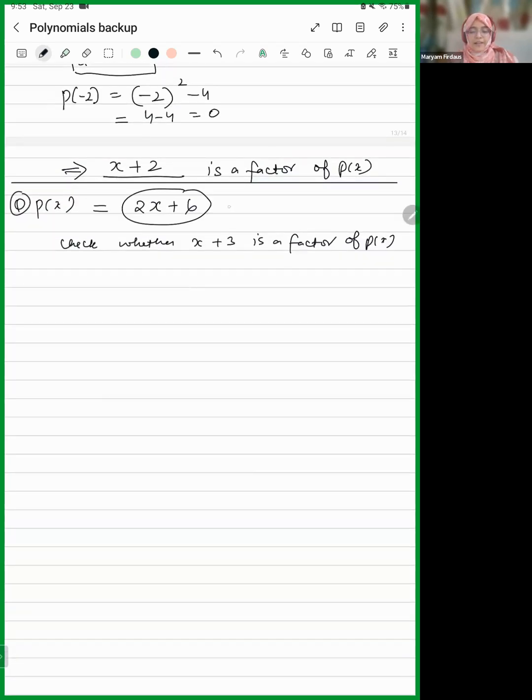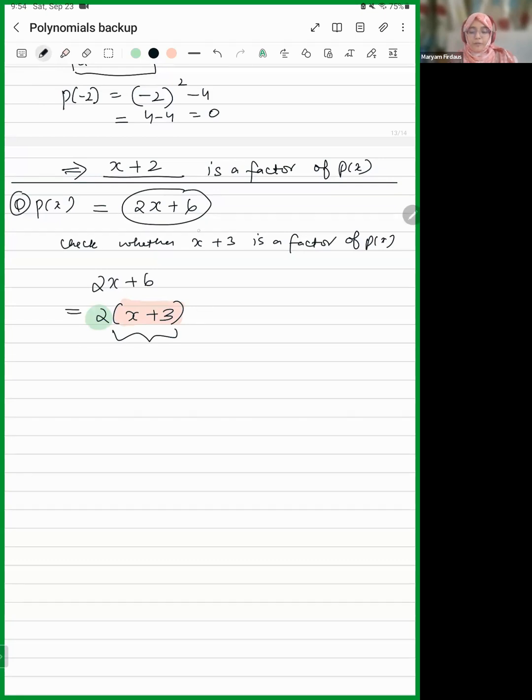We can very easily factorize this now. This is a linear polynomial, so it can be very easily factorized. For example, you have 2x plus 6. Can you take something as common here? 2. Very good. So this becomes equal to 2 times x plus 3. Very clearly, what have we done? We have factorized this into two factors, which are 2 and x plus 3. So from here, we can see that x plus 3 is a factor.